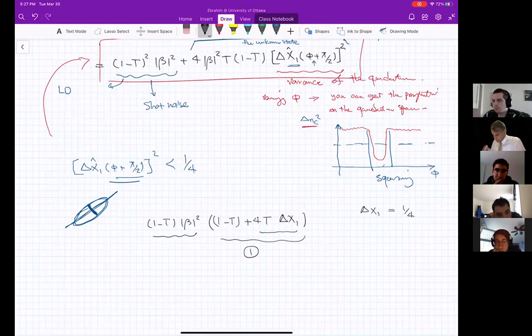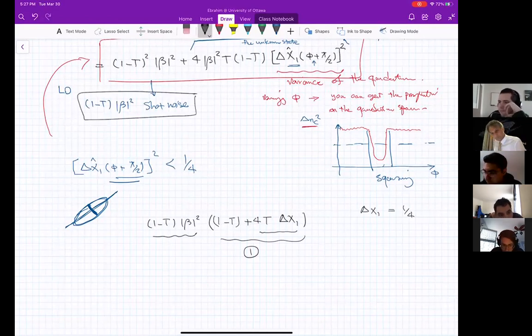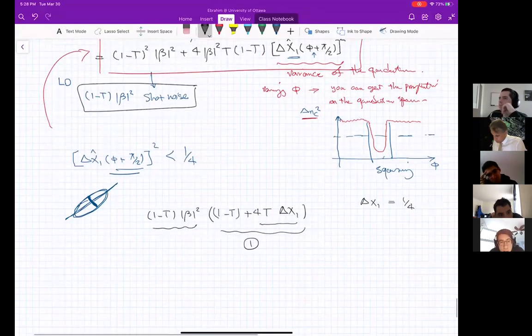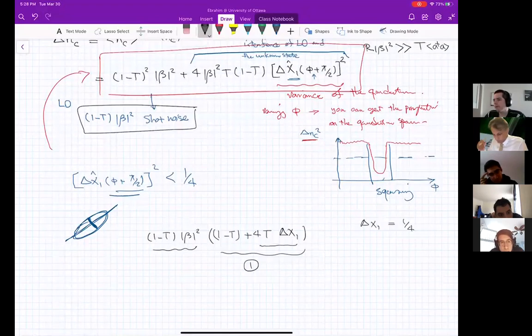Okay, so I'm sorry, my bad. The definition of shot noise for me is 1 minus t beta square. Not that term, sorry. The power should be equal to 1. So that is the shot noise. Clear? Okay. Since I was rushing, I didn't pay attention to the power of 2 here. So the shot noise is 1 minus t beta square.